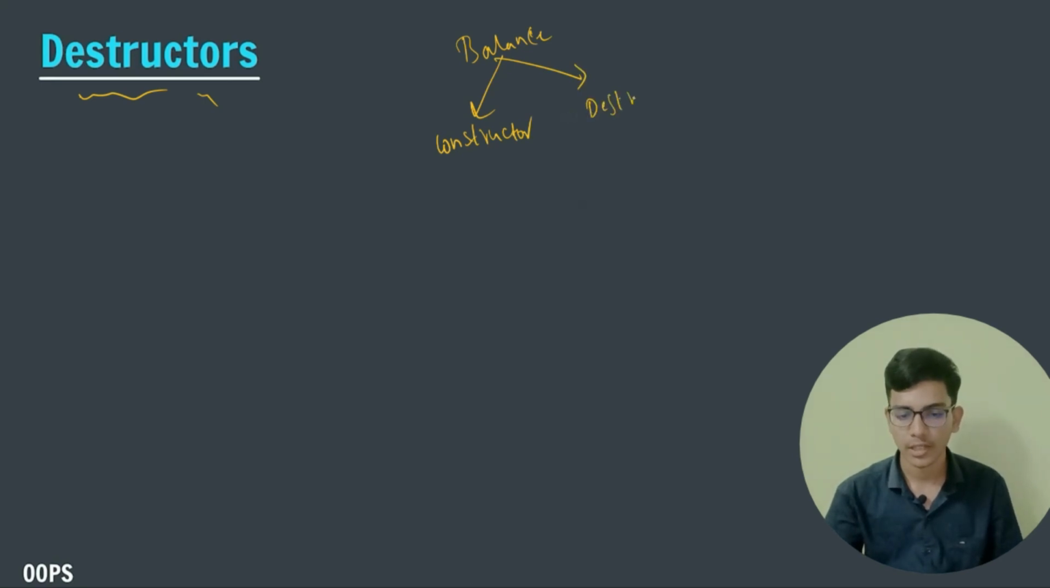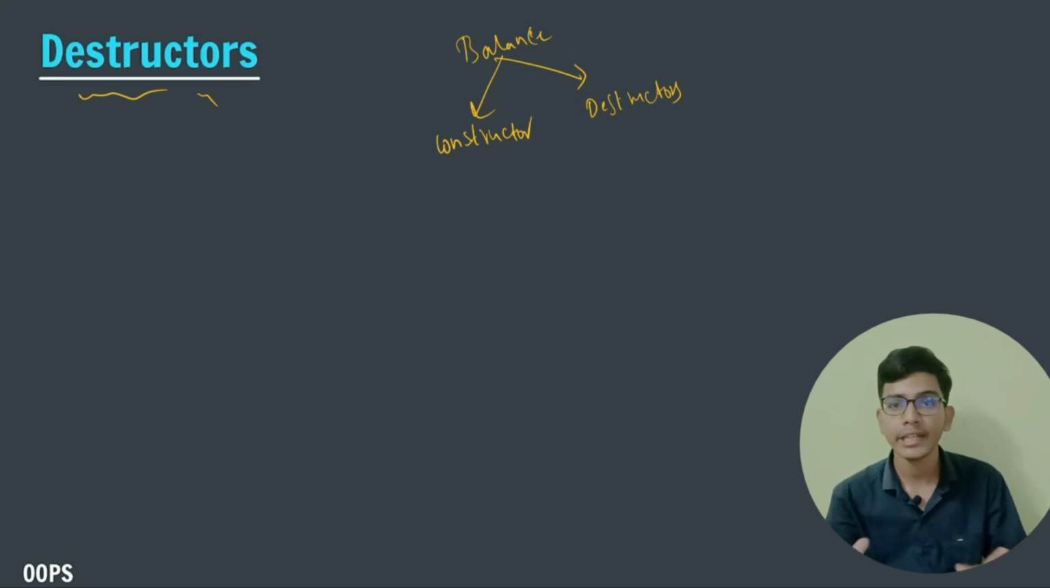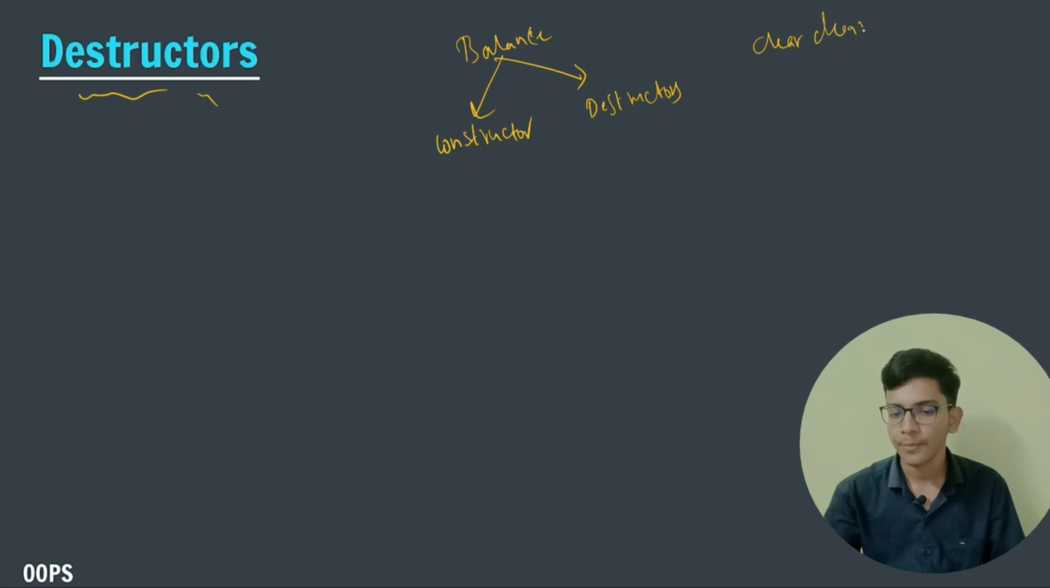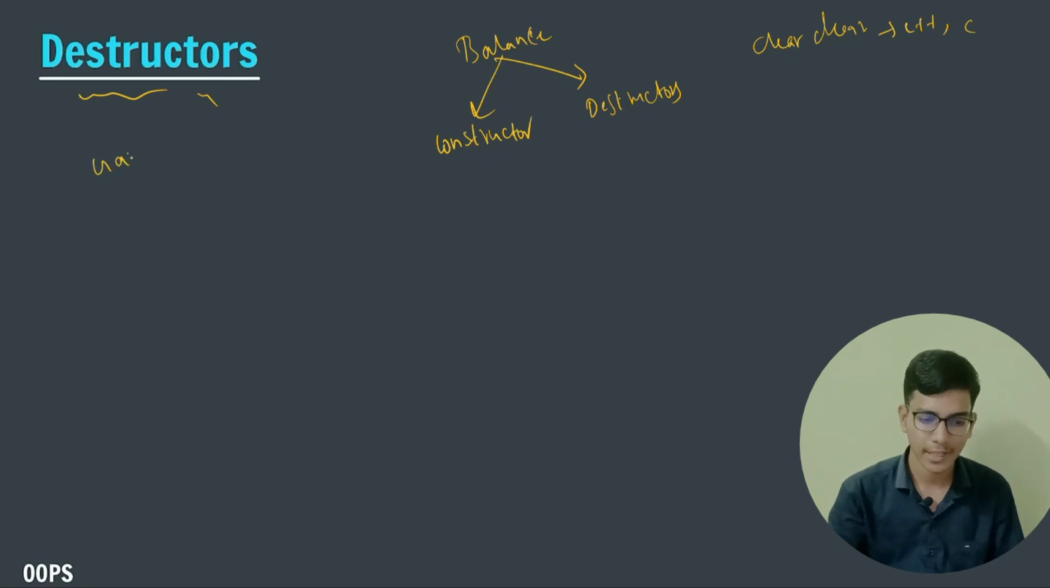In C++ or C, we need to separately use a free keyword to clear the memory of a particular object or structure variable. So to clear memory in C++ and C, we need to use a free keyword to remove a particular piece of data from our program. But in Java, we don't have any free keyword. We have a garbage collector.